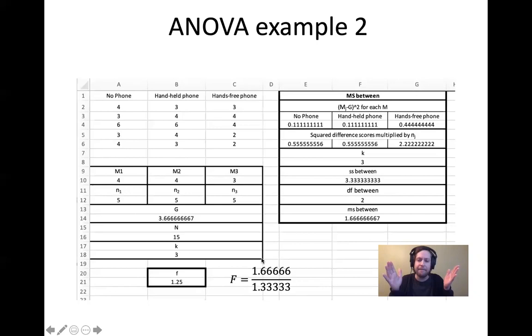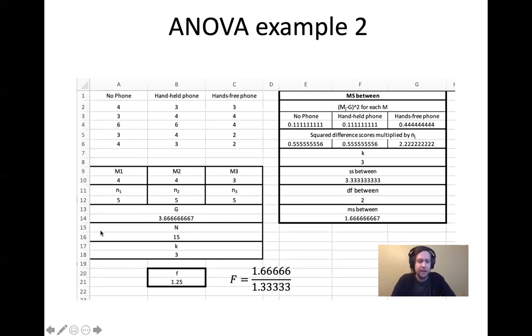But MS between has gotten smaller. The question I have for you, why is MS between smaller now? Originally in example 1, MS between was 15. Now it's 1.6 repeating. Why has MS between gotten smaller? Because there's a smaller difference between the means of each condition.